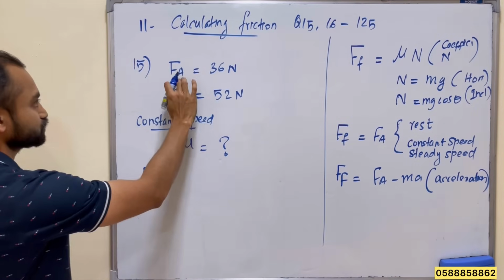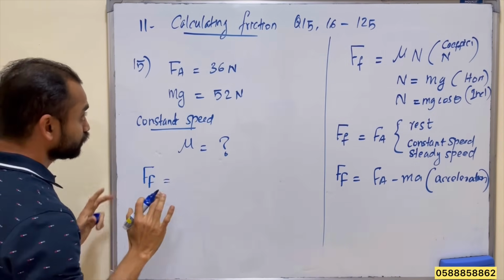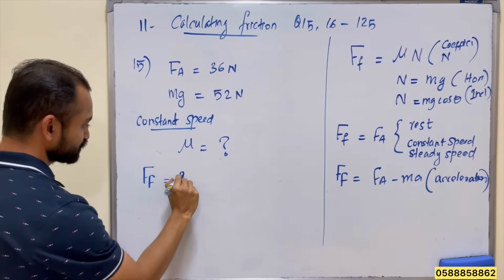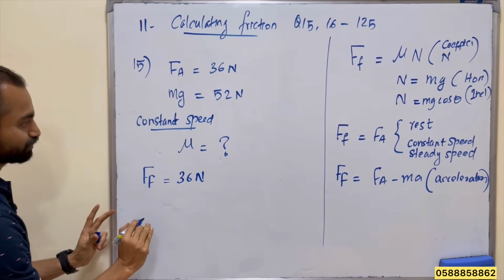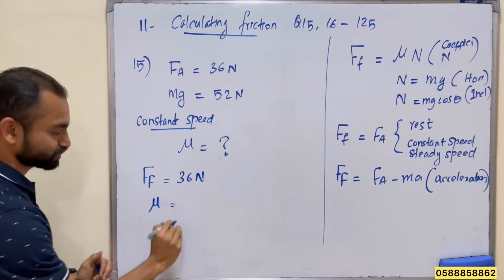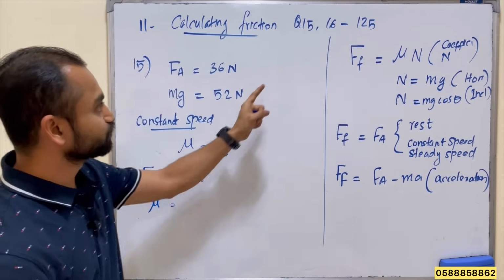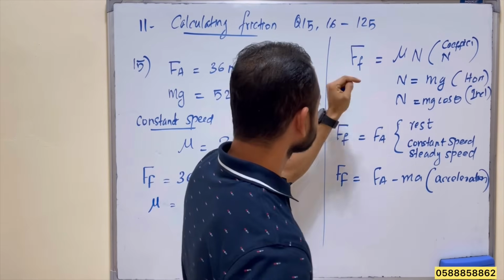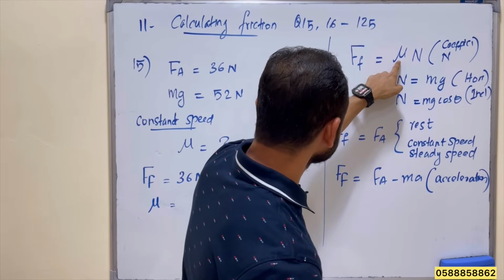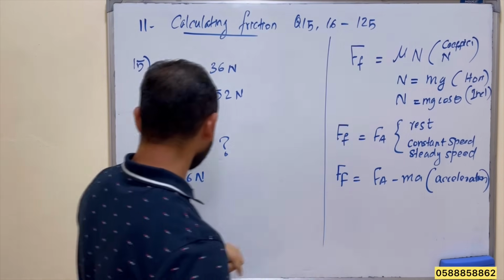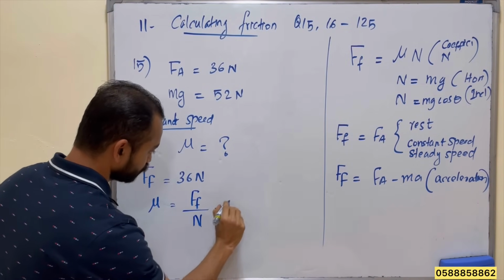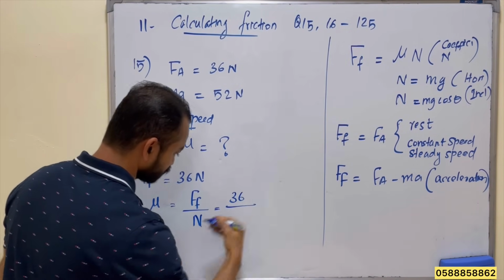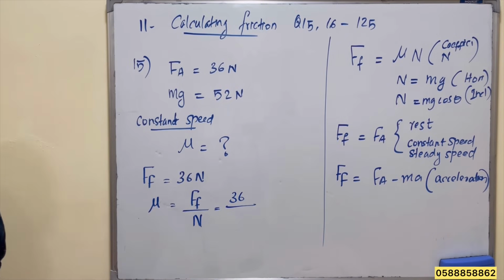How much force are you applying on the object? You are applying 36 Newton force on the sled. So frictional force is equal to 36 Newton. So now you know the frictional force. Then how will you calculate the coefficient of friction? You can calculate it using this equation. Coefficient of friction is equal to frictional force divided by normal force. You know the force of friction, 36 Newton, divided by, but normal force is not given.